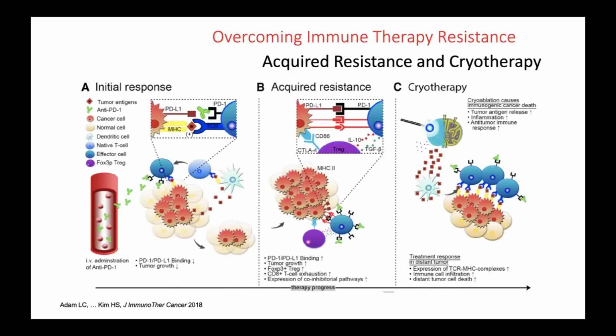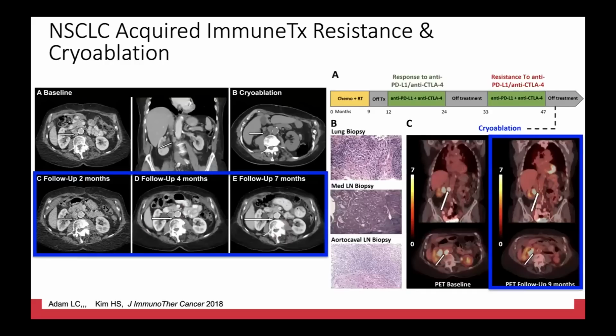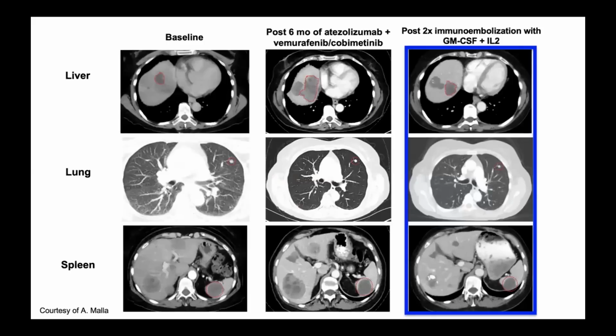So this is our case of cryotherapy on a patient who developed acquired resistance. This was a lung cancer, but who responded without changing the same immune therapy. So this was actually pretty spectacular. This is a patient with melanoma, liver mets, and the patient was basically progressing through and through on systemic therapy. And without changing the systemic therapy, we added intra-arterial GM-CSF and IL-2. And you can see that not only did the liver lesions respond, but also systemically, the patient responded as well.